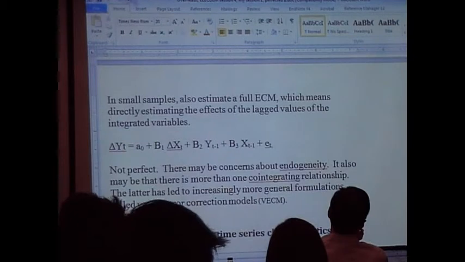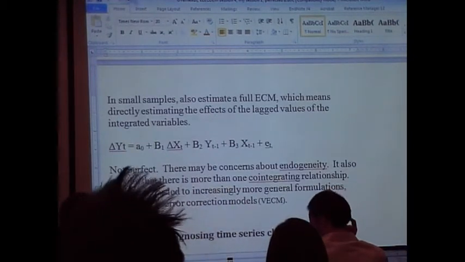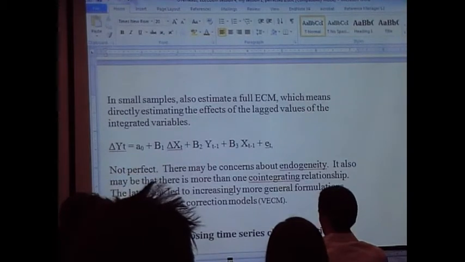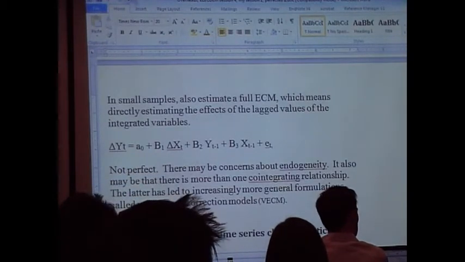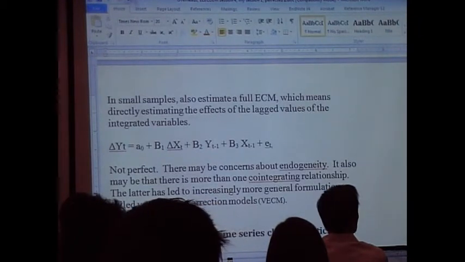Well, that's one thing. So it won't be integrated, right? Because by definition, you're making it non-integrated. Because, I mean, it might be a second order, right? If you difference it twice, you might get it.